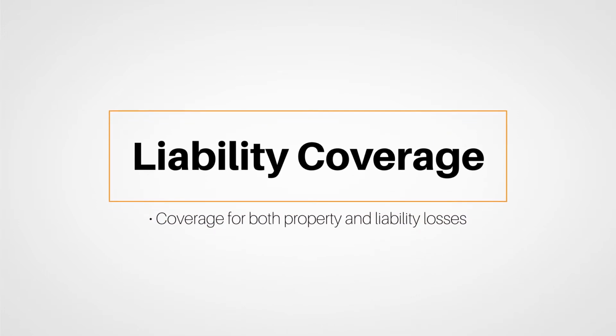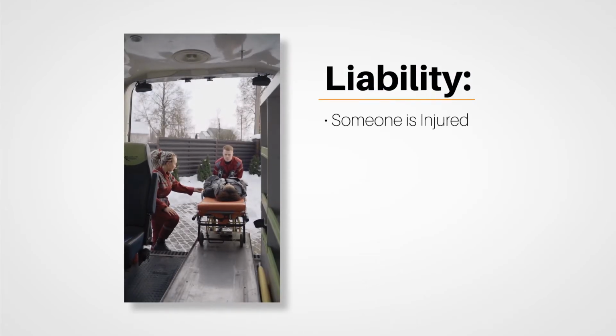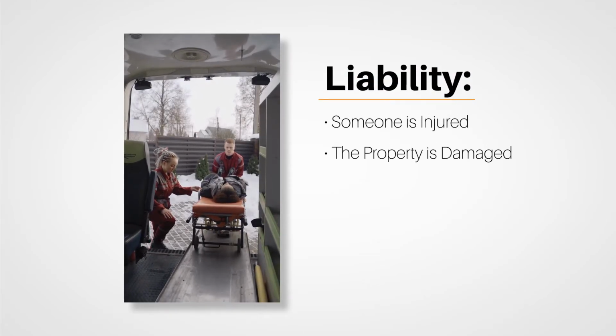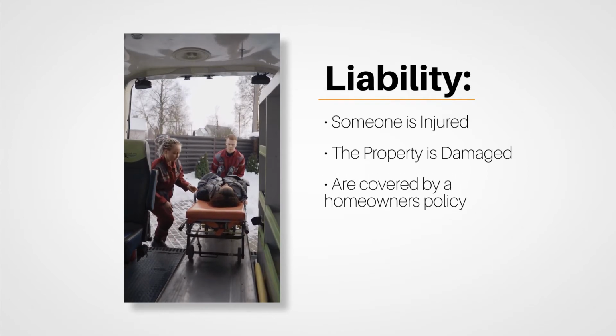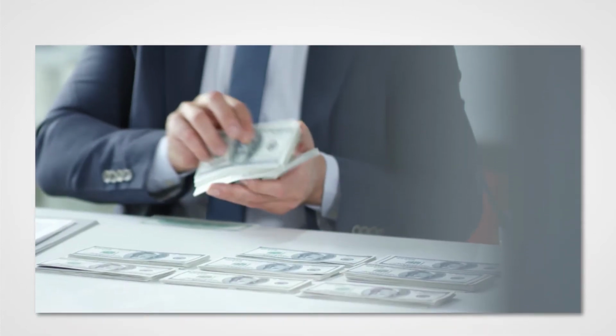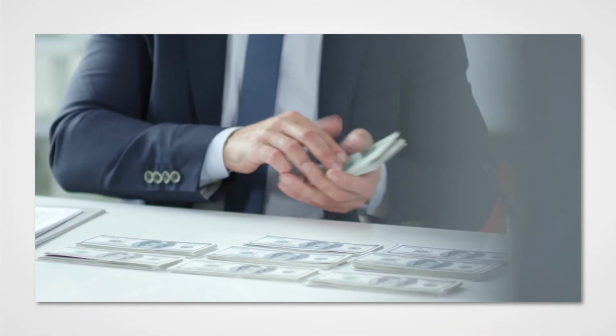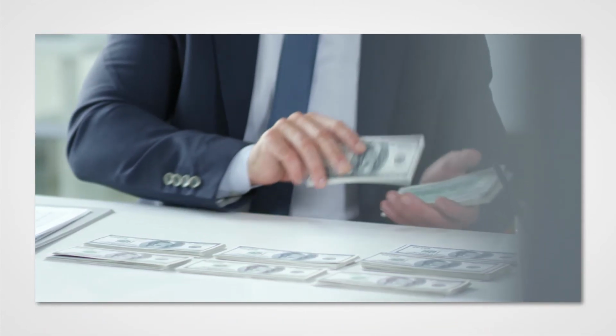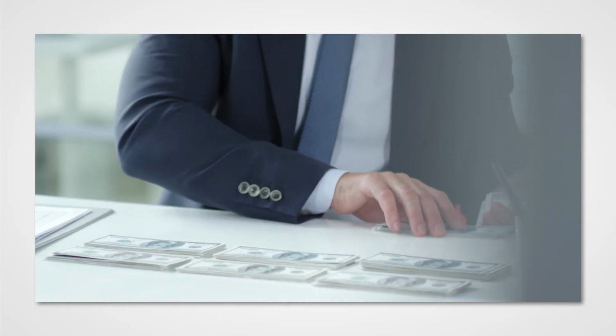Liability coverage is a little more complex. If property coverage insurance is intended to protect a person when they suffer a loss, then liability insurance is intended to protect a client when someone else suffers a loss. Liability comes into play when someone is injured or their property is damaged while they are at the home covered by a homeowner's policy, and an insured can be held responsible. The money paid to the insured reimburses them for legal damages they may be required to pay to the injured party. This money can also be paid out to cover the costs of the injured person's medical treatment.